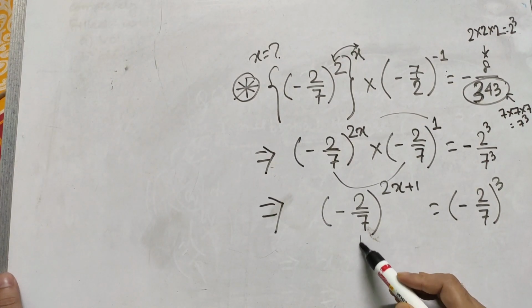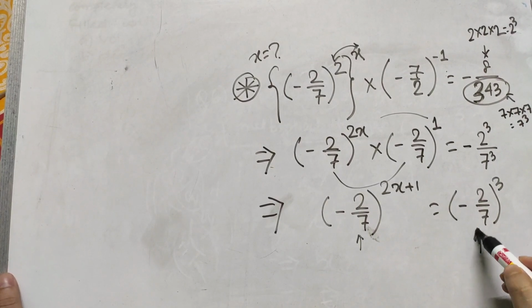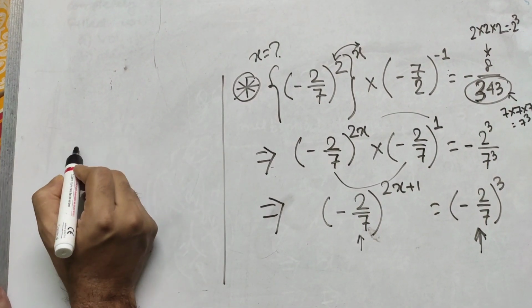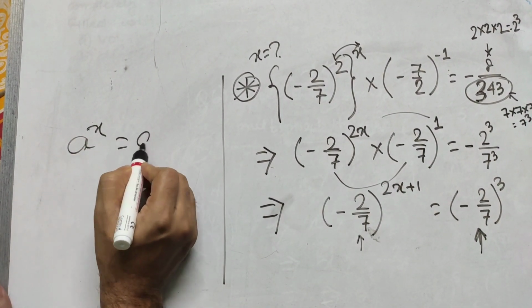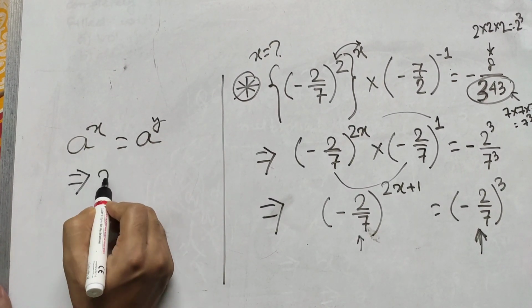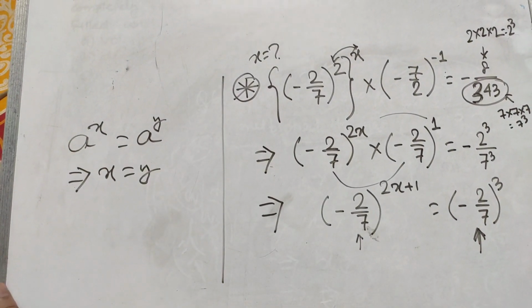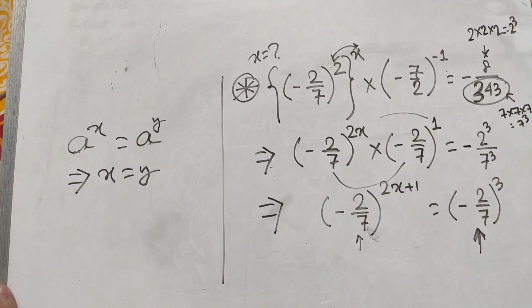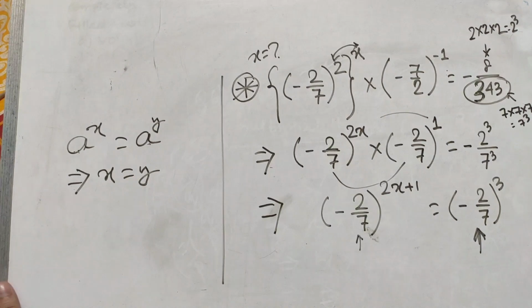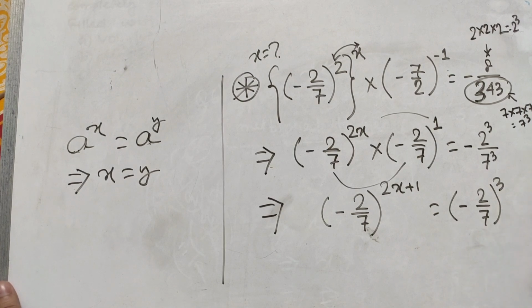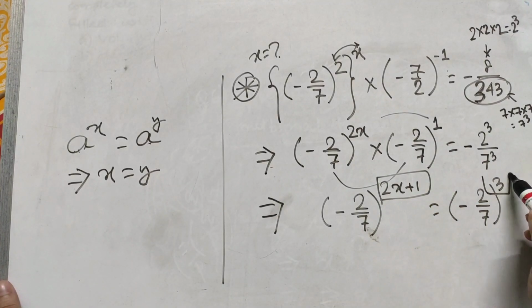So in an equation, if we have the base equal, let me explain this. If we have a to the power x equals a to the power y, then it becomes x equals y. When we have the equal base, the powers are going to be equal. So we need to apply this over here. As we have minus 2 by 7 over here and minus 2 by 7 over here, and also minus 2 by 7 over here, these are going to be equal.